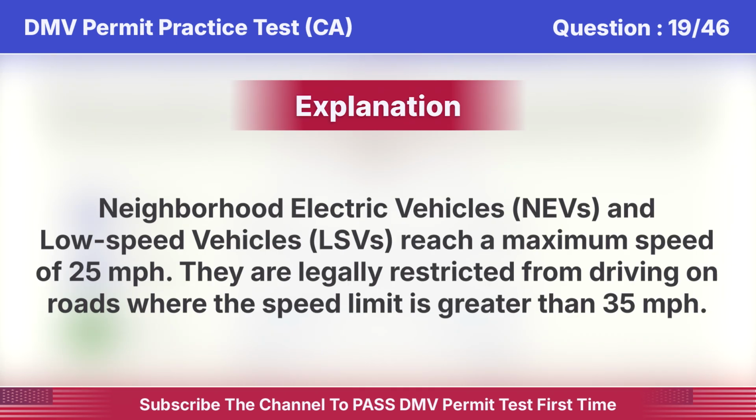Neighborhood electric vehicles (NEVs) and low-speed vehicles (LSVs) reach a maximum speed of 25 miles per hour. They are legally restricted from driving on roads where the speed limit is greater than 35 miles per hour.